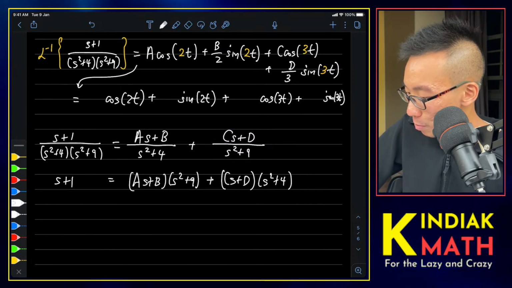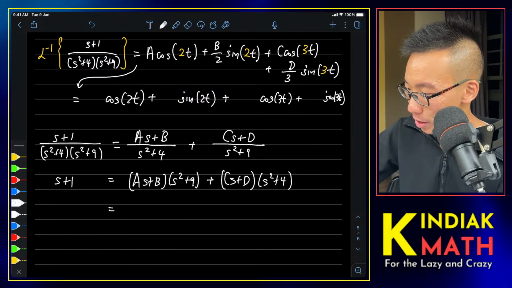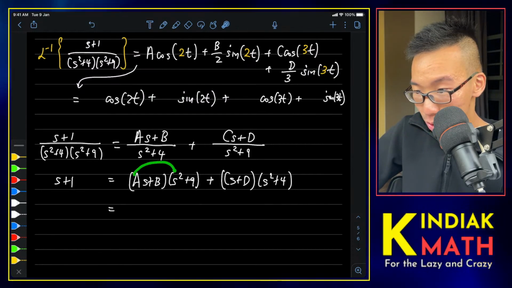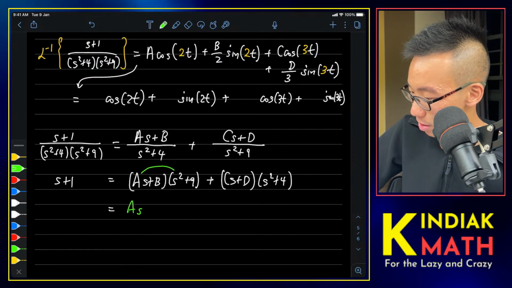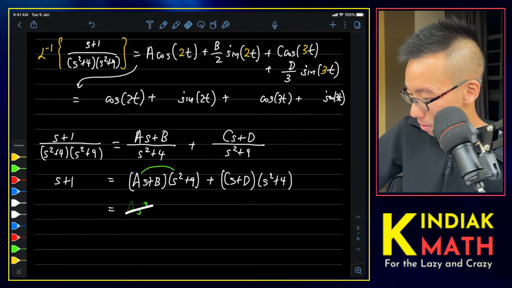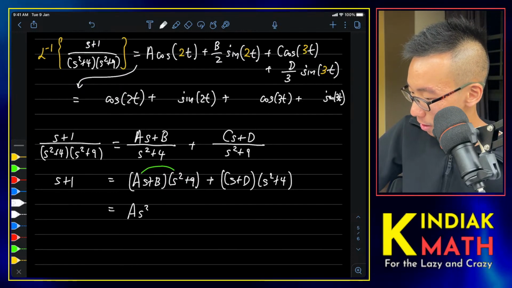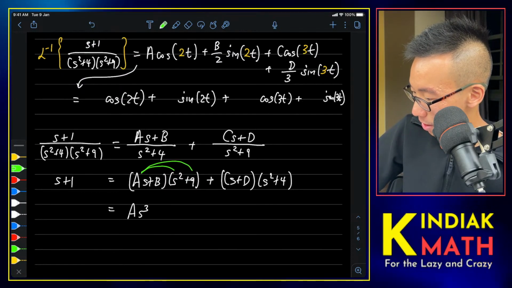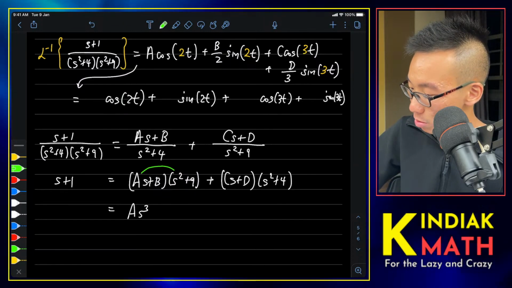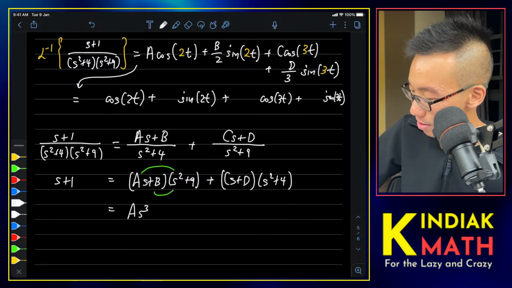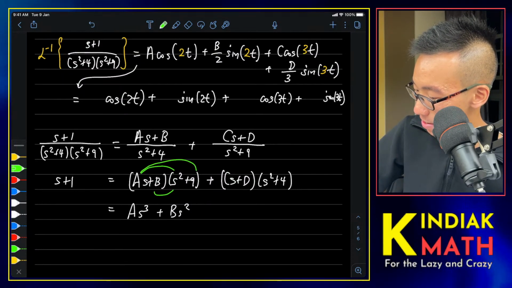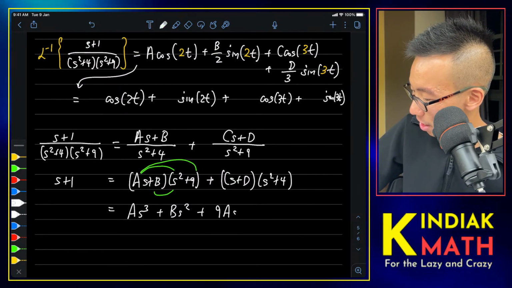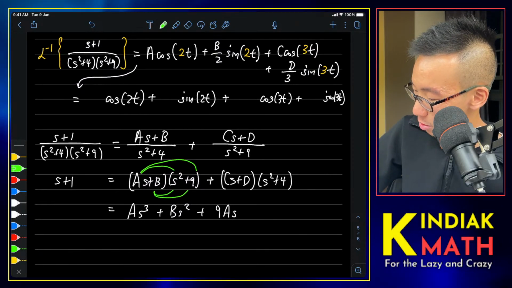So what do we need to do? Well, let's just expand this term. This will be as cubed. Right, so let's just write it this way. This will be as cubed. This will be 9as. In fact, I'm not going to do it this way. I'm going to do the bs squared first. Then we're going to go 9as. Then we're going to do 9b.